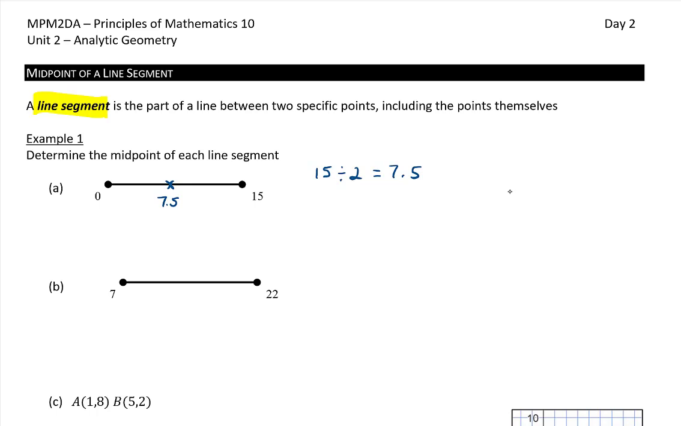So if we want to find the average, we would take 7 plus 22 and divide that by 2. Well, we know 7 plus 22 is 29, and then we want to do 29 divided by 2, so that's 14.5. So you may have done a different way to get this midpoint, but this would be the most efficient way. Take the average of the two numbers, 7 and 22.